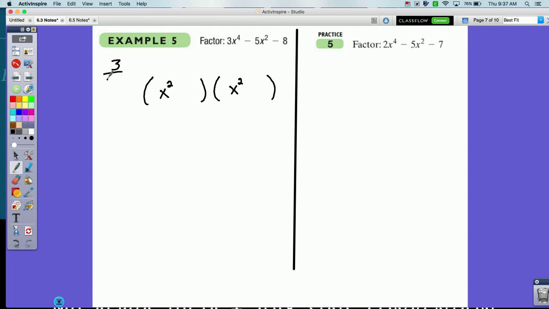And then your numbers work the same way. In order to get 3, it's got to be 1 and 3. In order to get 8, I've either got 1 and 8 or 2 and 4. Let me try some things. Trying to get a 5 in the middle. So let me try the 2 and the 4. That gives me 6x squared in the middle, 4x squared on the outside. That doesn't give me 5. All right, erase.